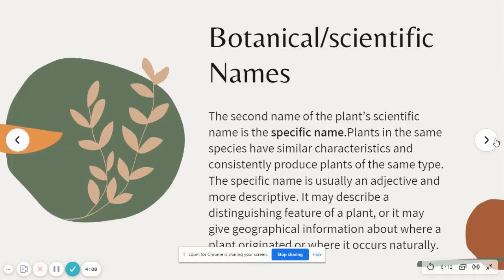The next part of a scientific or botanical name is the plant's scientific or specific name. We're going to call this the species, and this is just going to break it down even further. So plants in the same species have similar characteristics and consistently produce plants of the same type. So the genus is similar, but the species gets even more detailed with the similarities. The specific name is usually an adjective and is more descriptive.